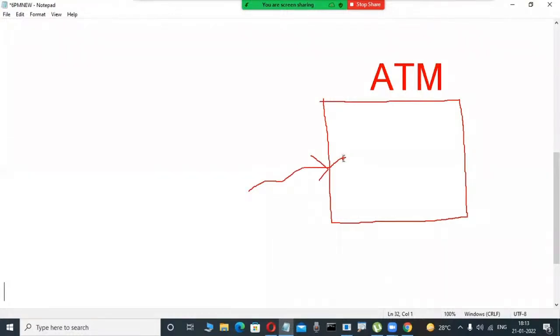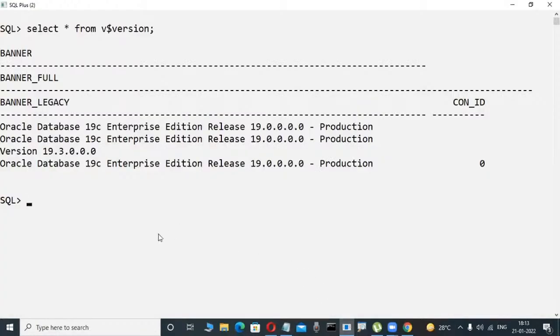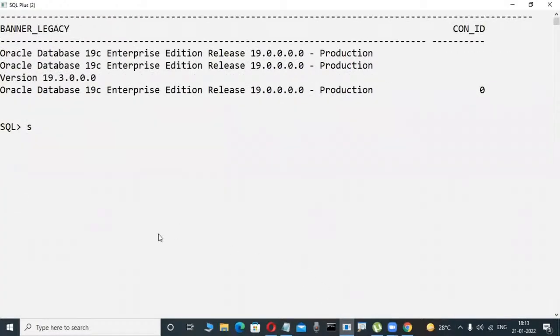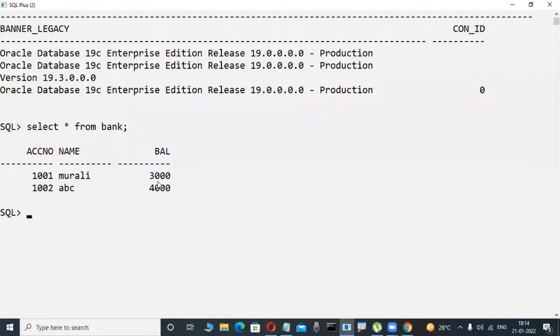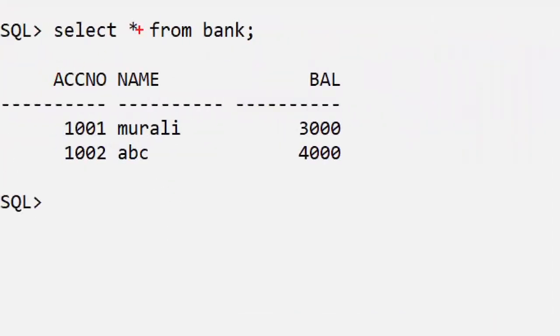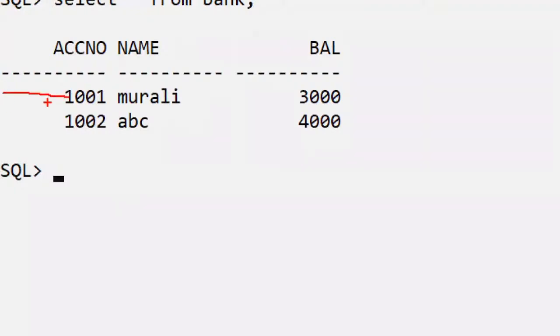Now check it out, slowly observe the screen. Suppose in this database there is a bank table, for example. It is a very easy way to understand. In a table format we store the data. Suppose this is SBI bank, and this is the data. These are columns: account number, name, and balance. These are called columns, and these entries like 1001 are called rows or data.